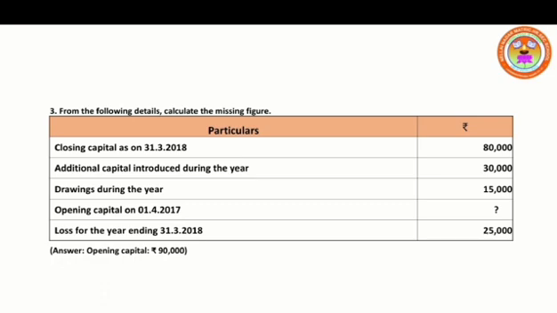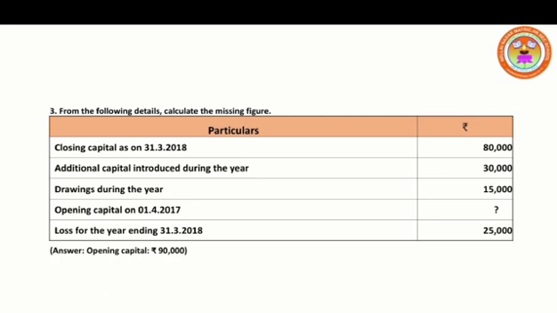Now read question number 3, page number 32. From the following details, calculate the missing figure. Closing capital as on 31st March 2018, 80,000. Additional capital introduced during the year 30,000. Drawings during the year 15,000. Opening capital on 1st April 2017 is the missing figure. Loss for the year ending 31st March 2018, 25,000.